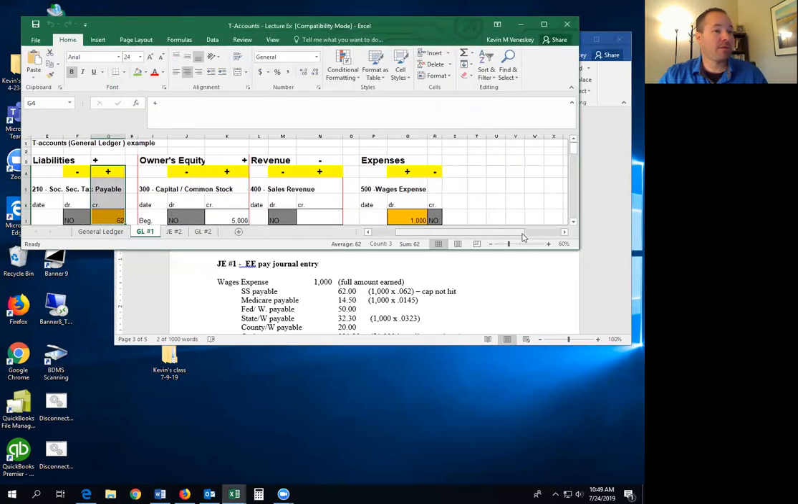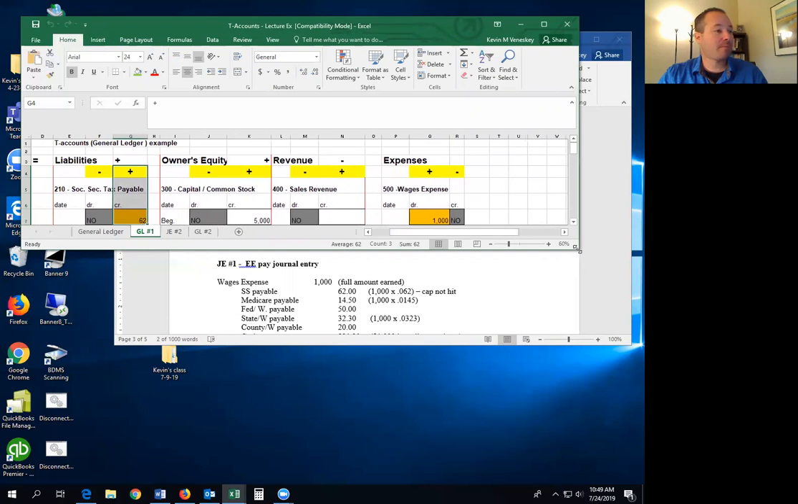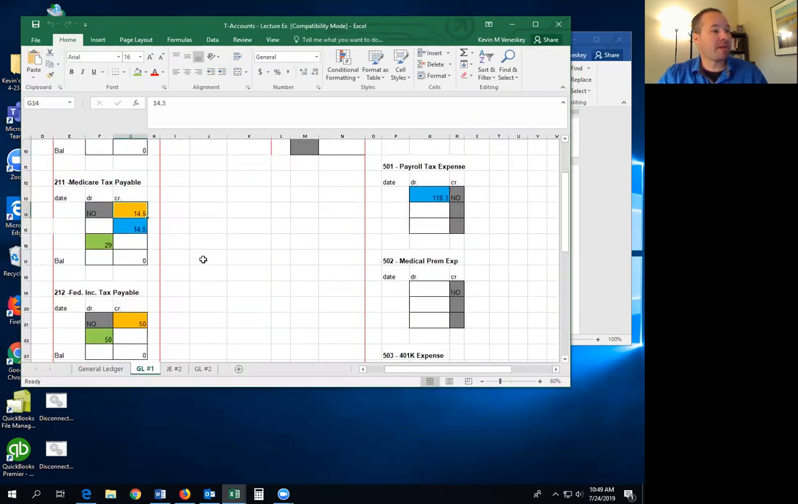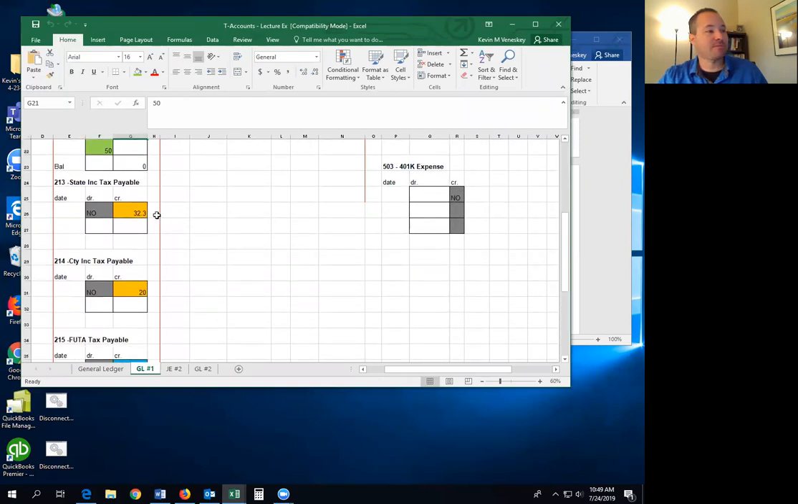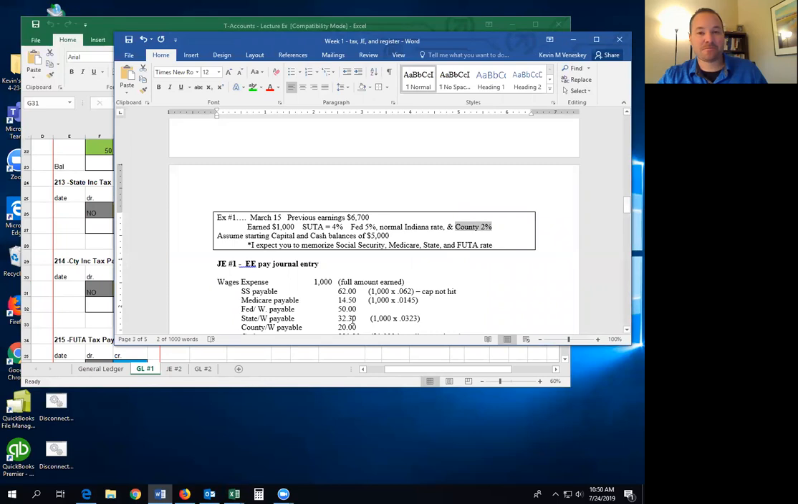I'm going to pull these up. So I've got my Medicare, 14.45. Ignore the different colors for just a few minutes. We're going to get to those. The federal income tax. I got the state income tax and the county income tax. All of those that I just did here.